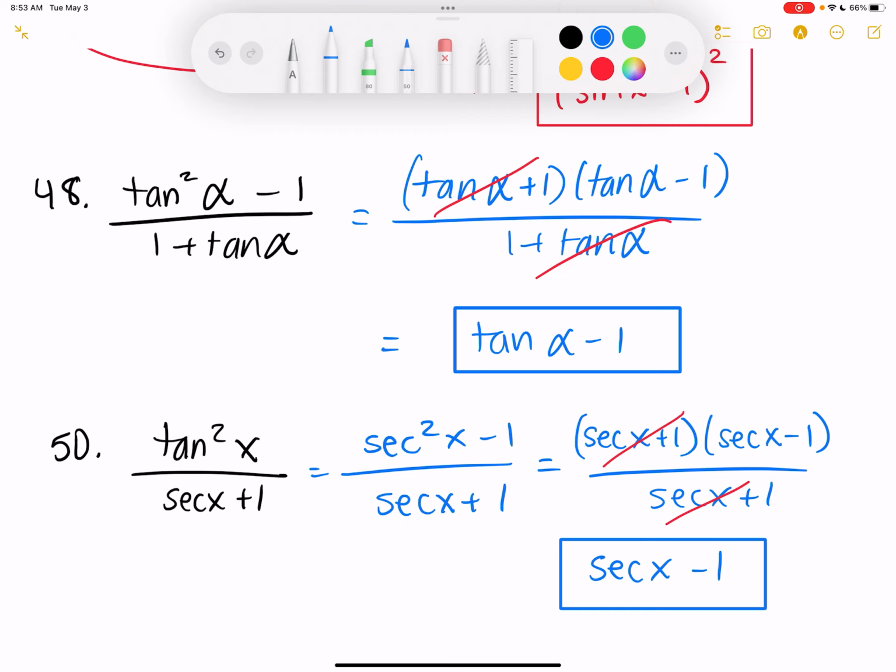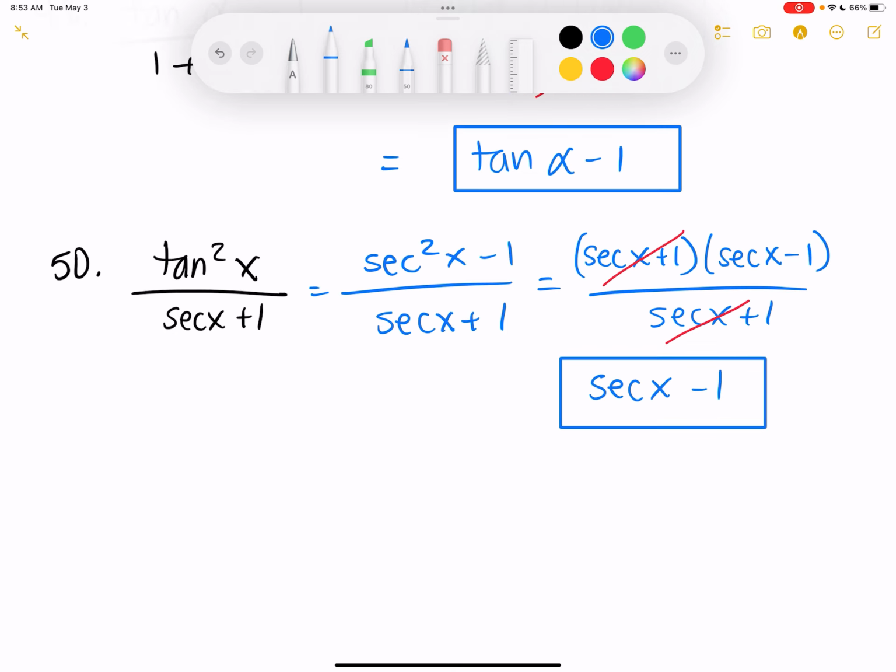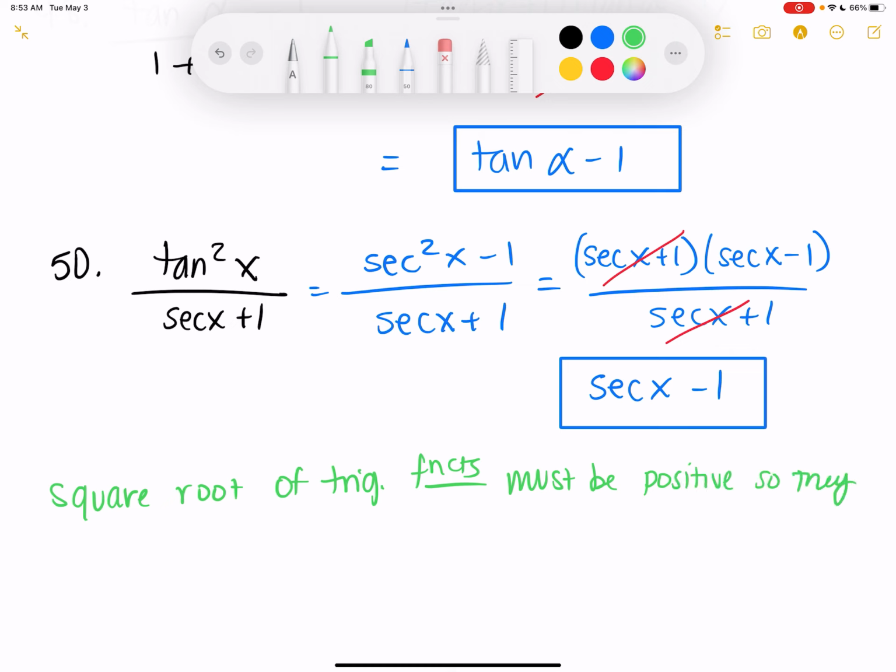Alright, the last thing is pretty easy. There's one note here that we didn't write when we actually did notes. The square root of trig functions must be positive, so they need to be written in absolute value bars.